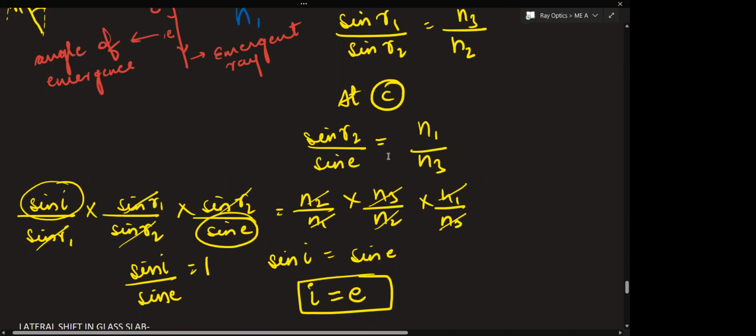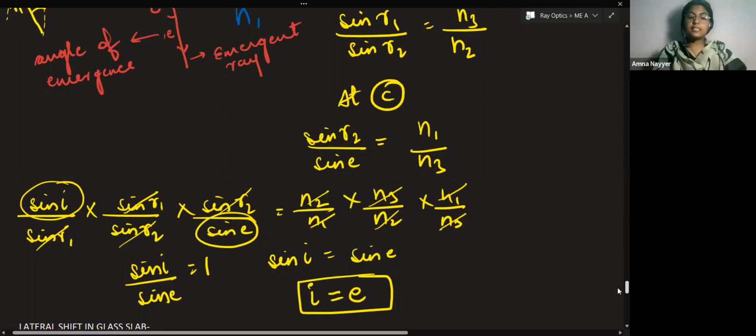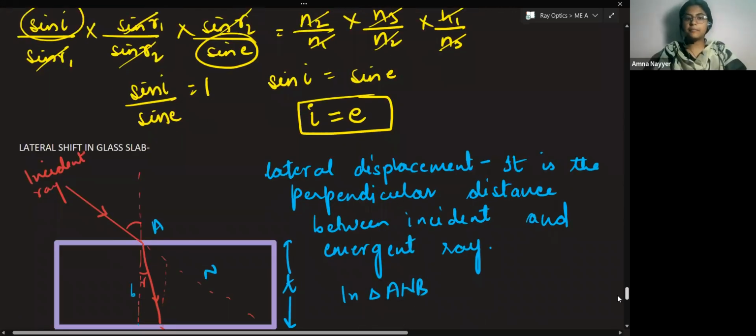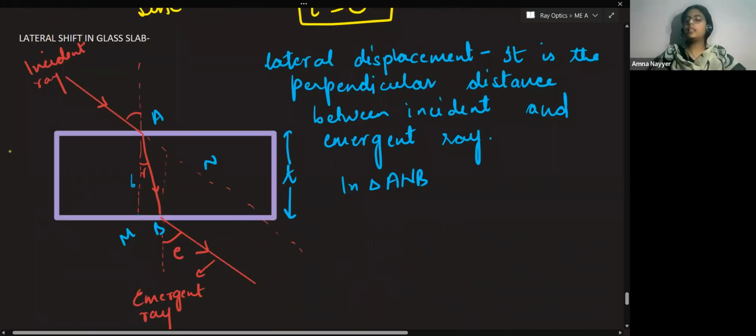Yes, ma'am. Okay. This is important: lateral shift in a glass slab. Basically, let's forget all the refractions that are occurring. Let us just think that a single glass slab is present. Not a compound plate, not multiple layers, not multiple refractive indices. If a glass slab is present, there will be two edges of the glass slab from which refraction can occur two times. But now the gap that is actually present between the incident ray and emergent ray, that we'll try to discover.